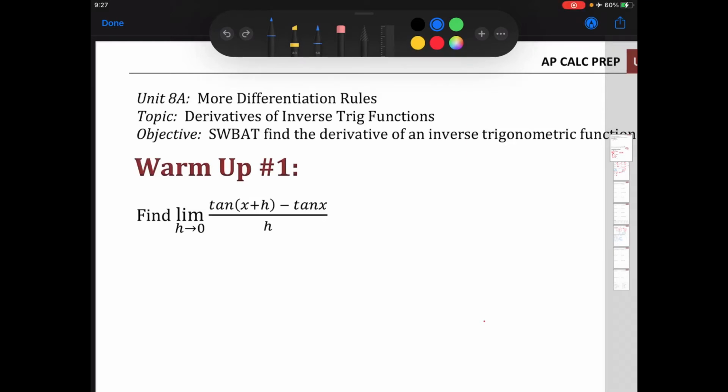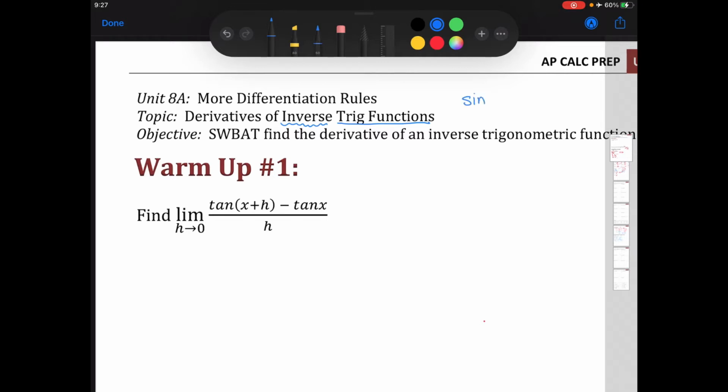Hey guys, welcome to Unit 8A, more differentiation rules. Our topic today is derivatives of inverse trig functions. We've already seen the derivatives of trig functions. Today we're going to be doing inverse trig functions. What is an inverse trig function?